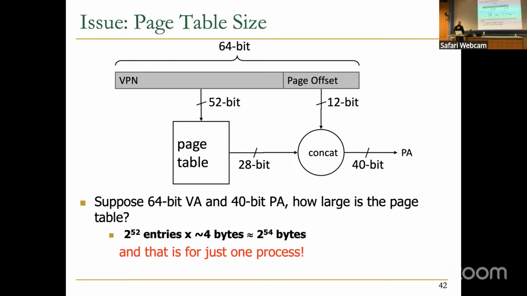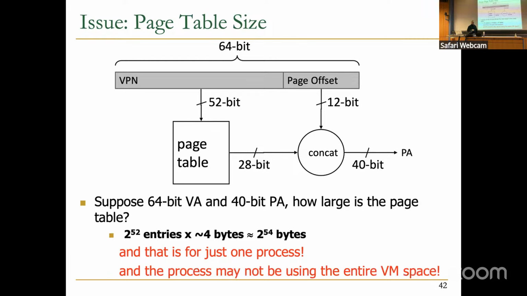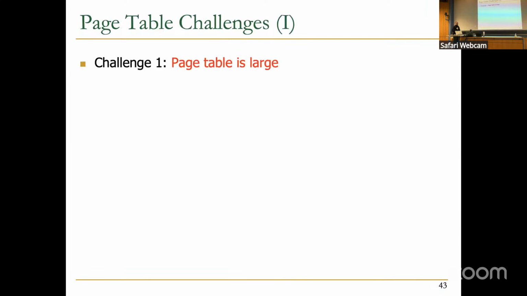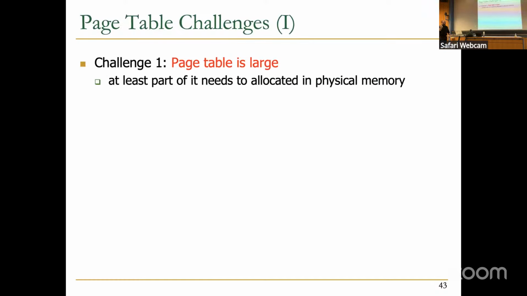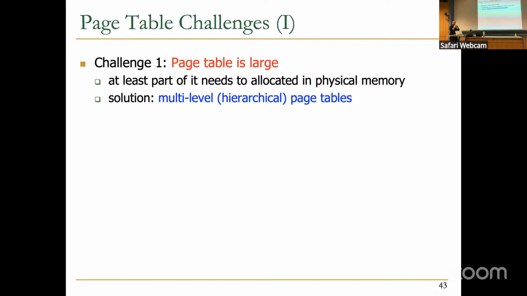Do you find this reasonable, storing like 2 to the power of 54 bytes for every process? I don't think it's possible. And imagine if the process doesn't use even 0.0001% of this virtual address space, right? So the page table will become very large in this context. And at least part of it, though, needs to be allocated in physical memory. But we will employ a solution to make sure that we don't store the page table parts that we do not need. And this is the multi-level hierarchical page tables.